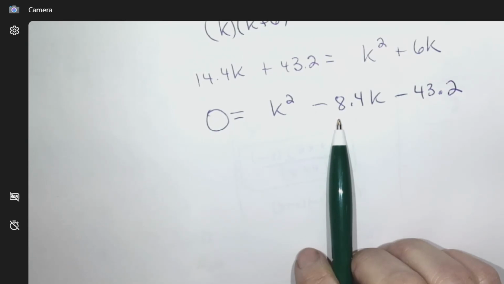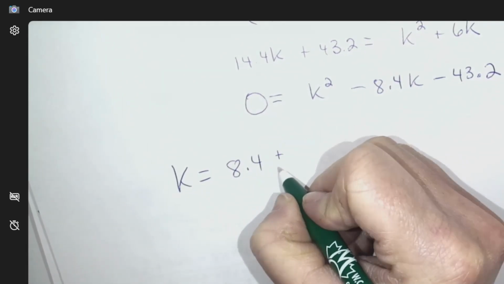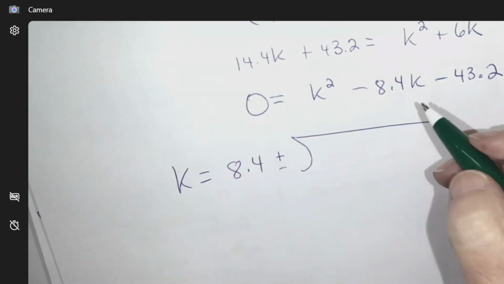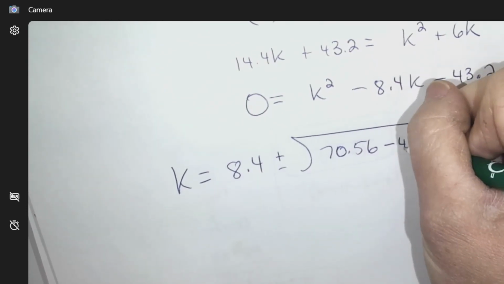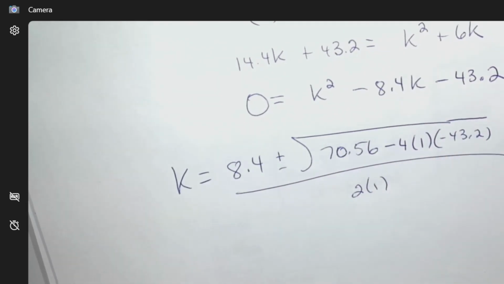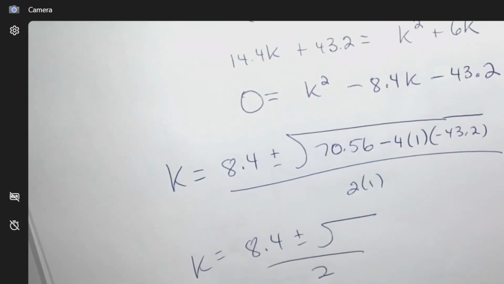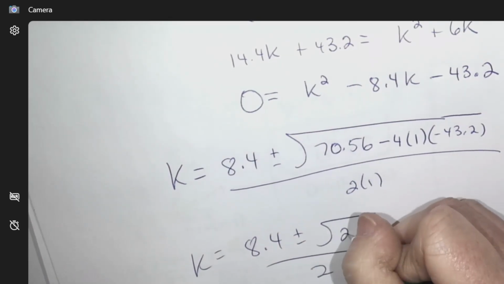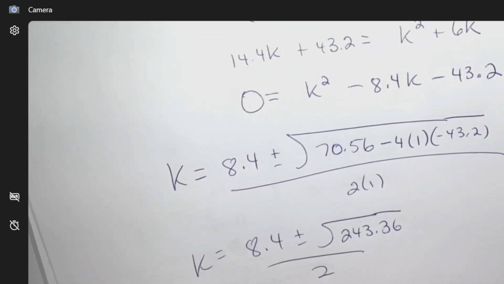So what should I do? Formula. So k equals opposite b, so 8.4 plus minus the square root of 8.4 squared, 70.56, minus 4 times 1 times negative. Ooh. Oh, it did factor nicely.